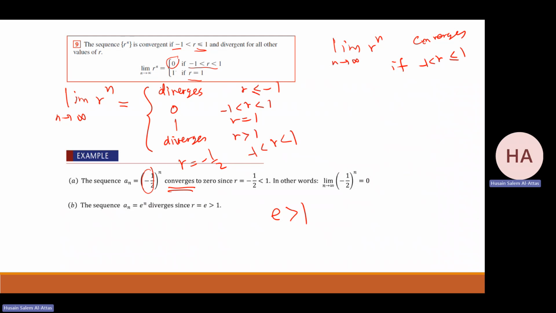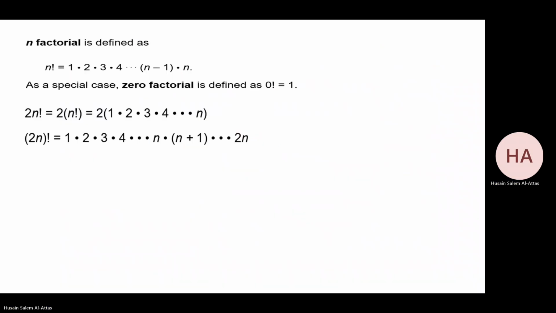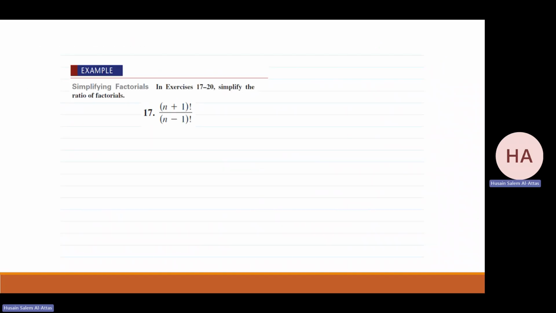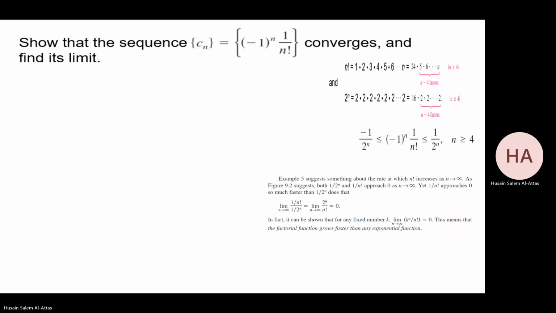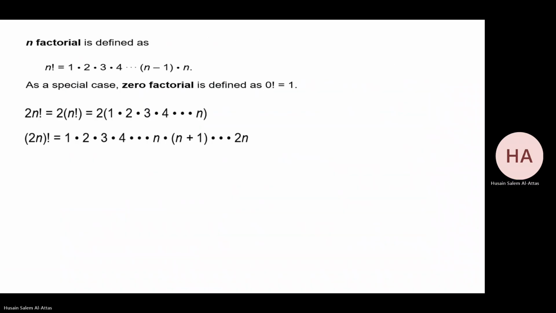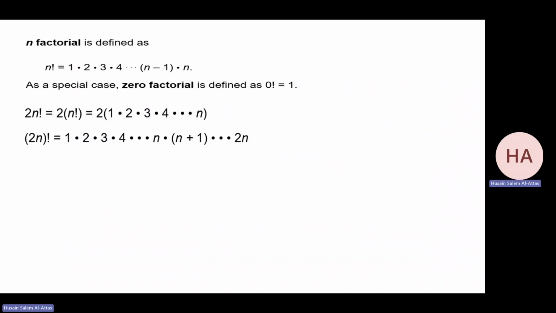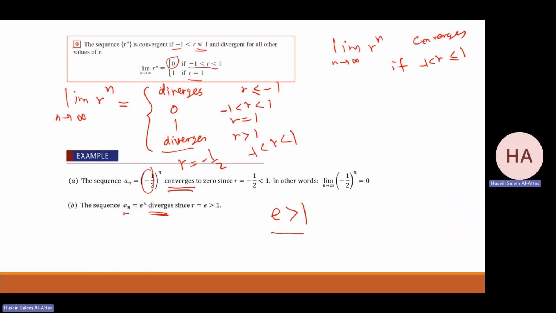So I have E greater than 1. What will happen to this sequence? It will diverge. I think I'll stop here. Later we'll talk about the factorial, and we'll do things related to factorial. Then we'll do more problems.